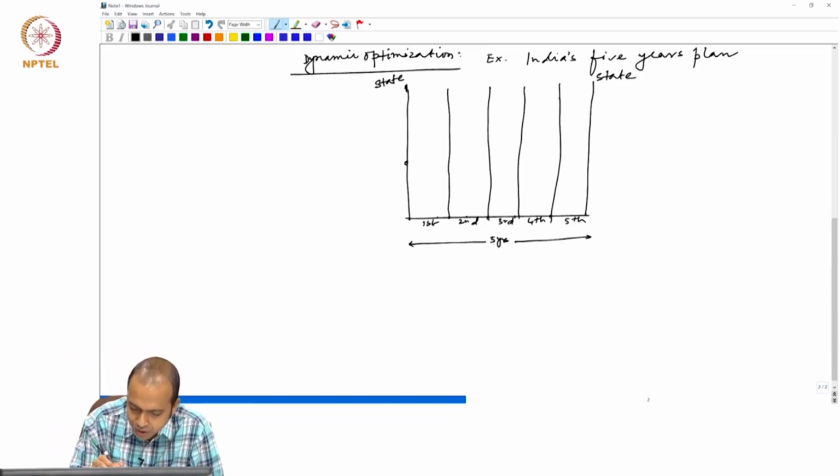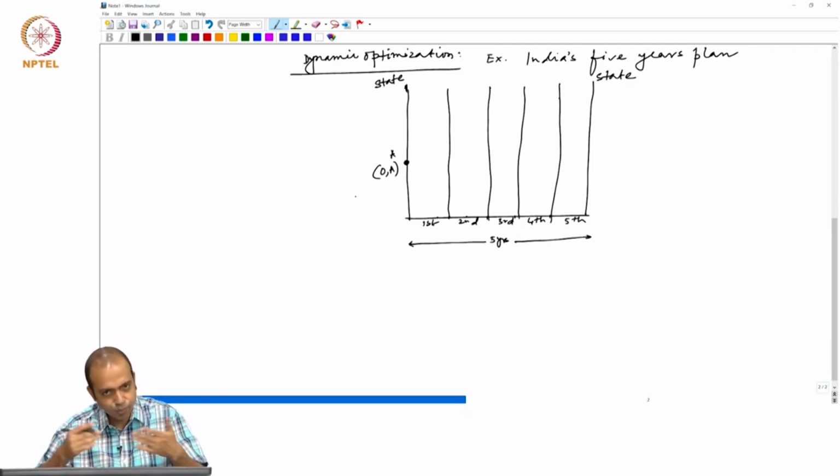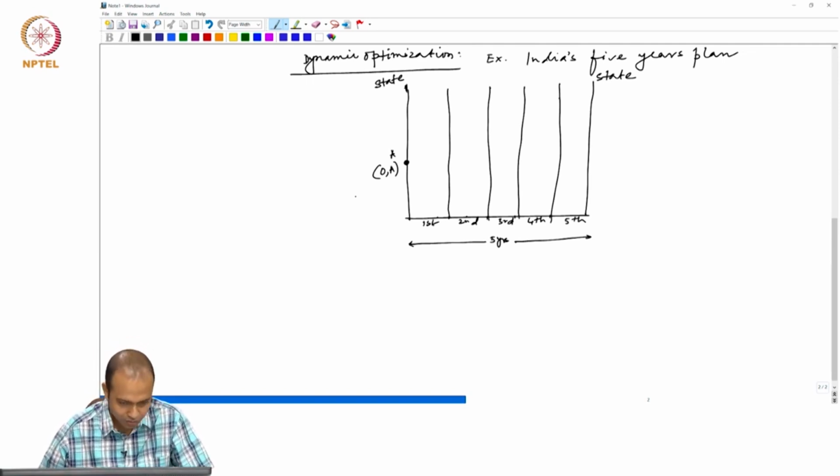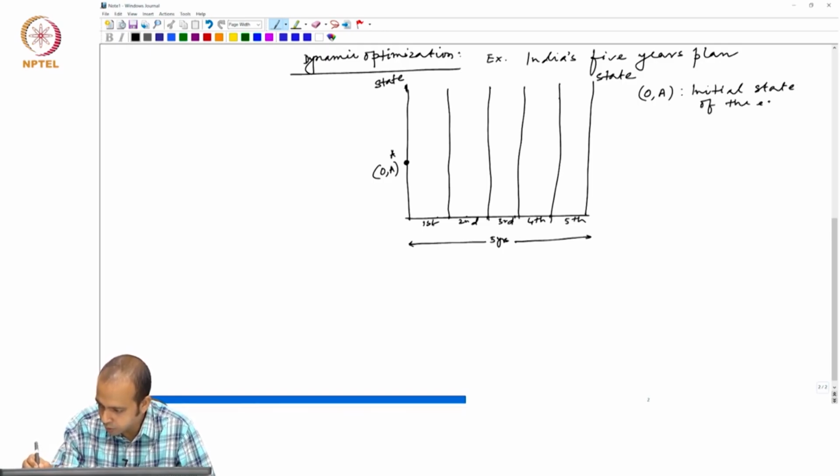Let us say that to start with, the economy is here, denoted by 0 A. This is called the initial state. 0 indicates the 0th period, that means the first period, and A indicates the initial capital stock. So, we can say that 0 A basically indicates the initial state of the economy.